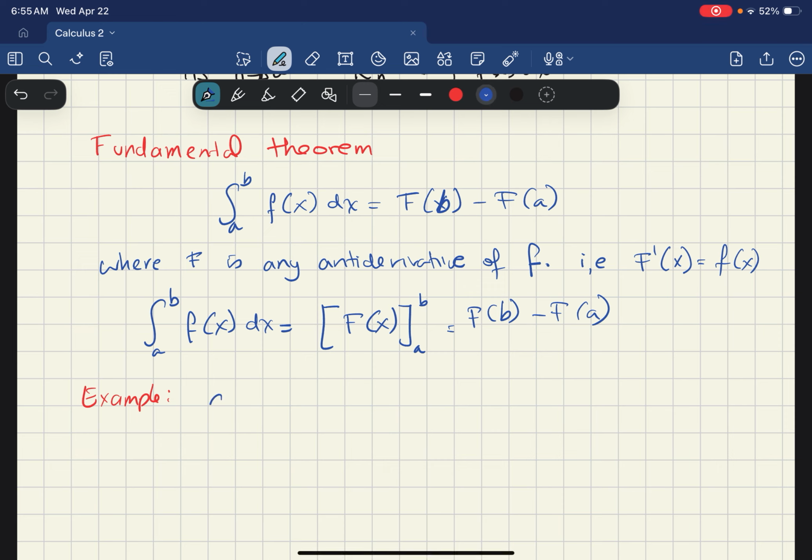So let's say you have the integral from not a, but from 0 to 4 of 2x plus 1. When we integrate this, it becomes x squared plus x. This is the integral of this, but we then have to evaluate it from 0 to 4. How do we do that?